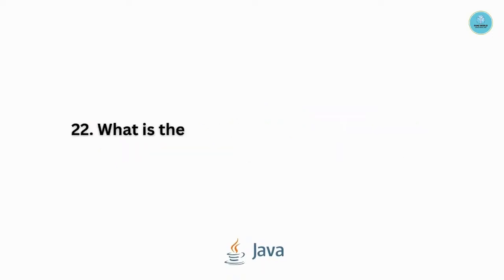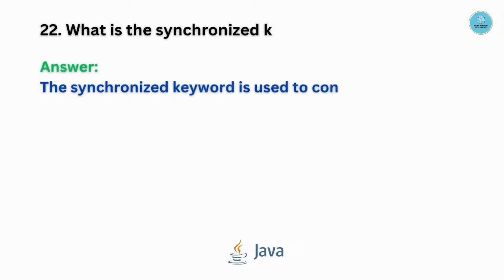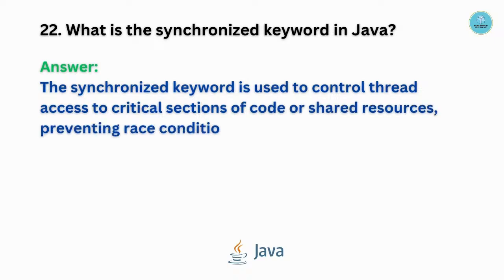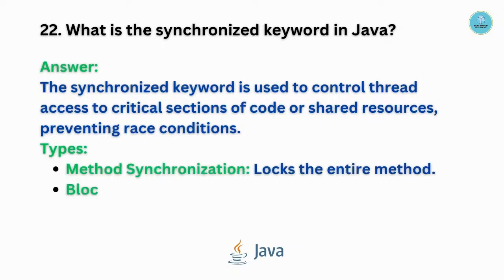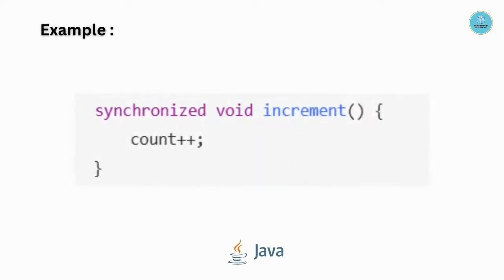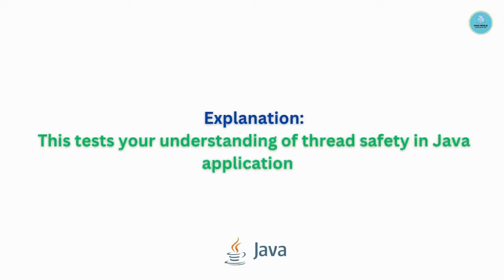Question number 22. What is the synchronized keyword in Java? The synchronized keyword is used to control thread access to critical sections of the code or shared resources, preventing race conditions. The types are method synchronization and block synchronization. Method synchronization locks the entire method, whereas block synchronization locks a specific block of code within a method. Example is as follows. This tests your understanding of thread safety in Java applications.